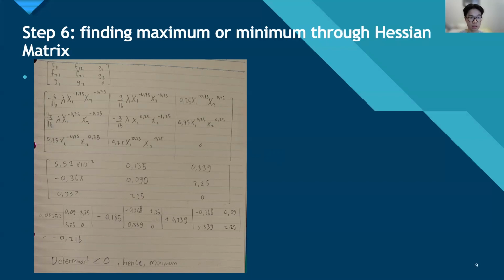And then since we already know lambda, x1 and x2, we're going to substitute everything to find the exact value. I substituted everything already, and this is the value. Since this is a 3 by 3 matrix, this is the way of finding the determinant, the last two steps. After calculating it, we get the determinant of -0.16. Since the determinant is less than 0, we can conclude that this is a minimum.